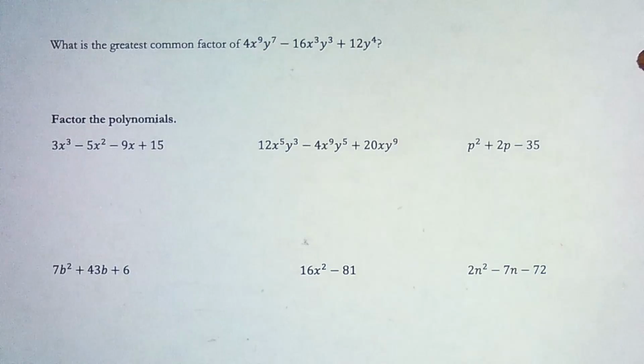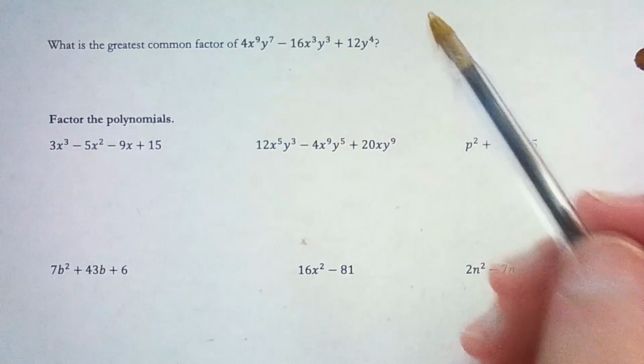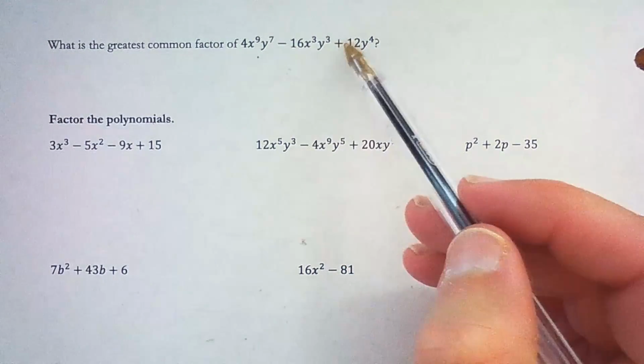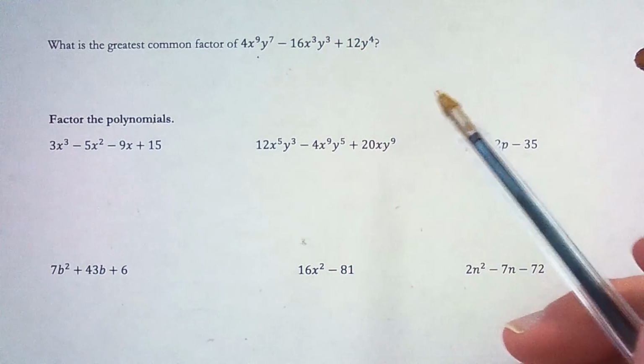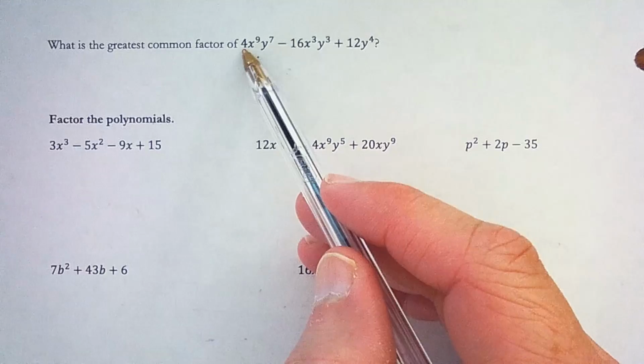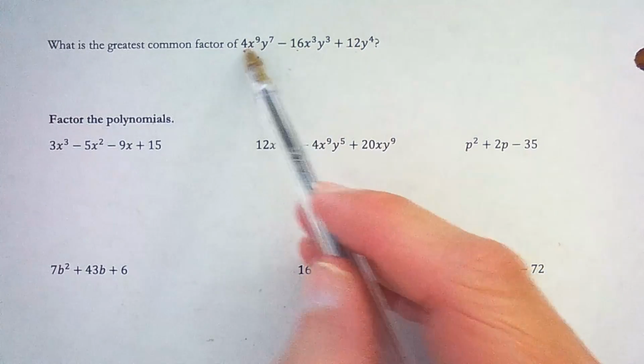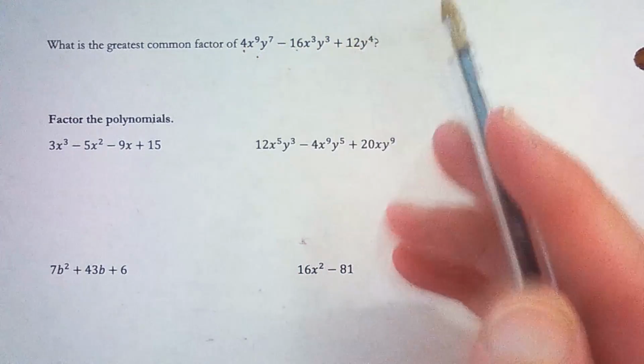In the last video for this review, we are going to do all kinds of factoring. Before we actually factor, though, I want to talk about what is the greatest common factor of these three terms. For numbers, it looks like 4 is the biggest number that's going to go into 4, 16, and 12.